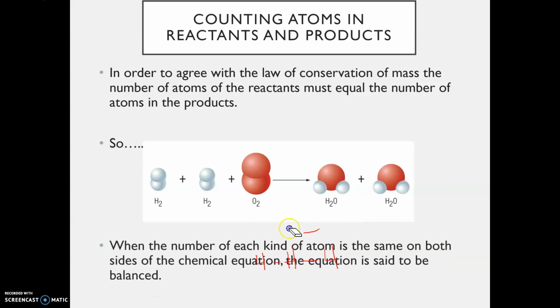When the number of each kind of atom is the same on both sides, the equation is said to be balanced. And that's the goal. The goal is to be balanced.